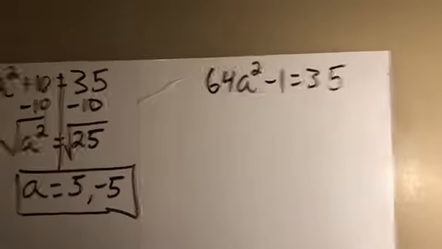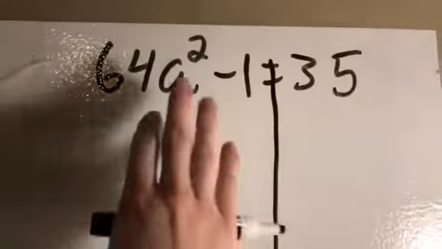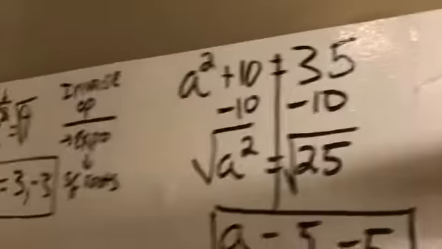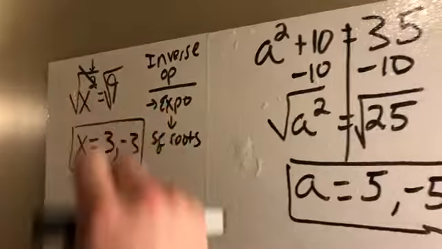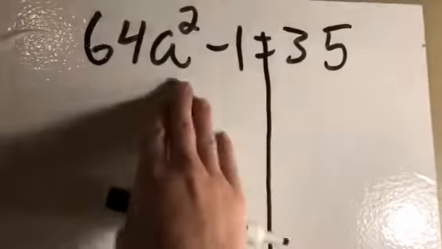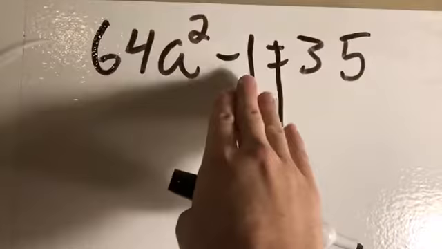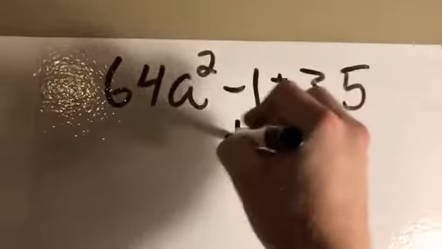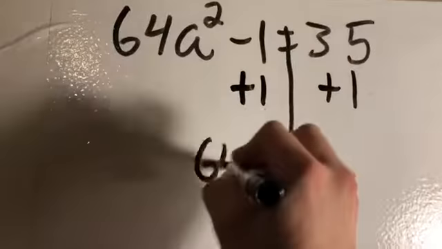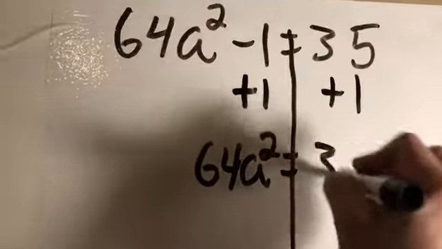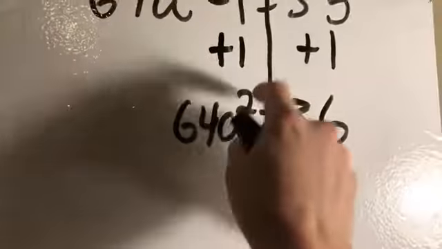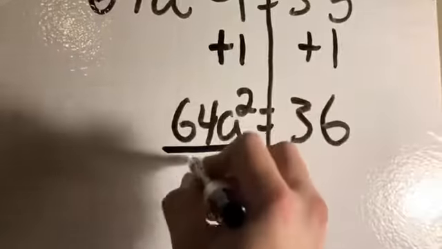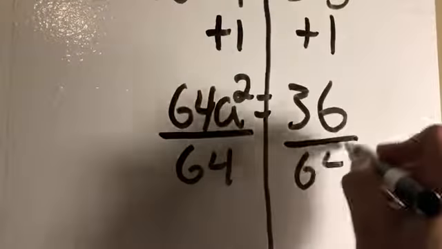Now over here, it's going to get slightly more complicated. We still need to completely isolate the a squared before we use our new inverse operations from the first 2 examples, before we get to that square root part, okay? So over here, I see I have the 64 and the negative 1. I'm going to get rid of that negative 1 by adding. Now I need to get rid of that 64 before I deal with the exponent. That's 64 times a squared. So I'm going to divide both sides.